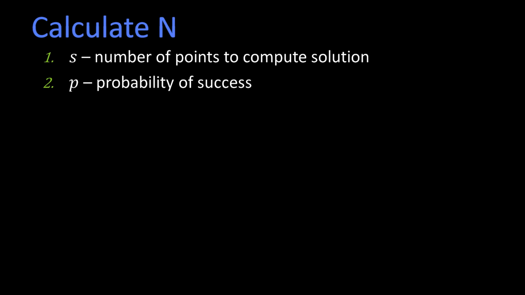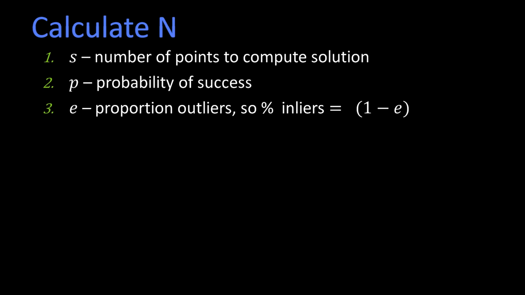This is, I want to have probability of P that at least one of my samples will be a correct set of points. Now E, we said before, is the proportion of outliers. So what's the proportion of inliers? Well, if the proportion of outliers is 20%, the inliers is 80%, just 1 minus E.